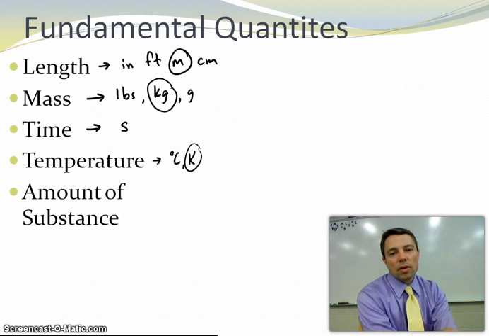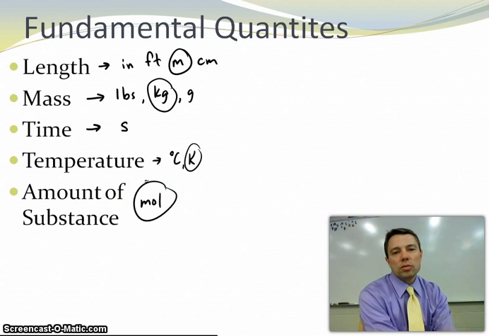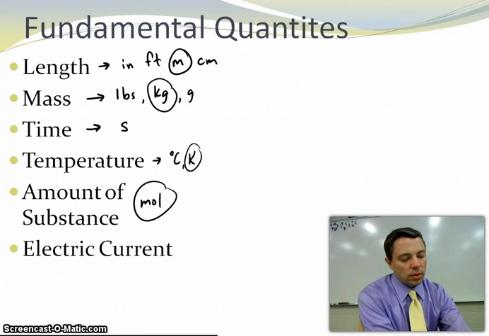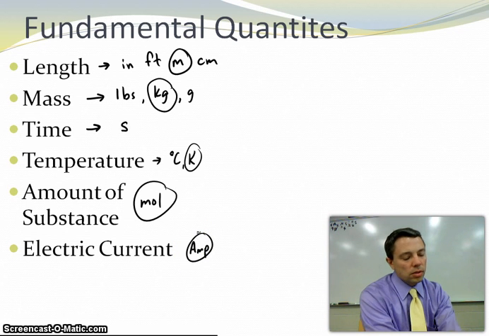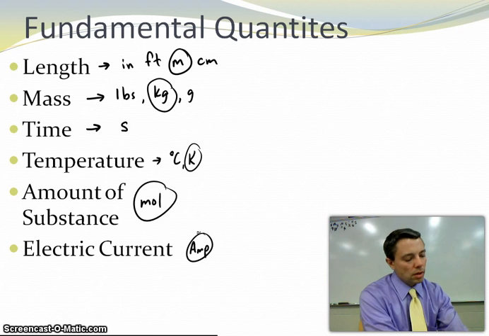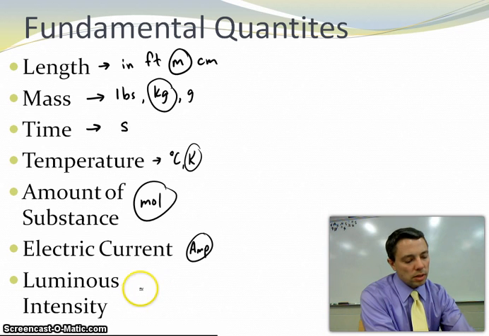Amount of substance, for those of you that took chemistry, is always the mole. Okay, that's our SI standard there. Electric current is an amp. Okay, amp. And that's our SI unit. Okay, the amp or the ampere, it's kind of an abbreviated one. We'll use that one when we get to our electricity unit, and then our wave light unit, we'll talk about luminous intensity, and that's the lumen.